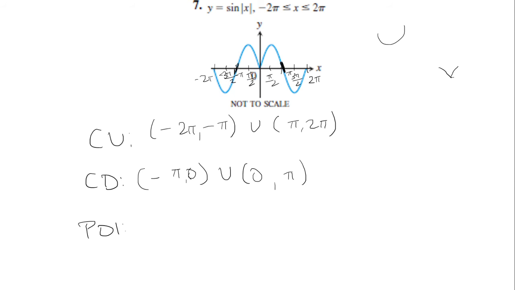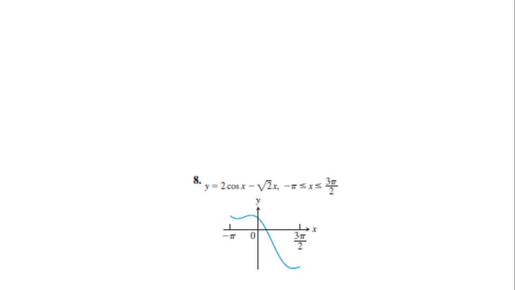And now let's look at where it changes concavity. So we said it changed it at the zeros here. Okay, so that was at negative pi comma 0 and pi comma 0. And it's very important here to see that at 0, 0 comma 0, it's not a point of inflection because it goes from concave down to concave down. If it changed concavity, then you would have to include it. Okay. All right, last example here.